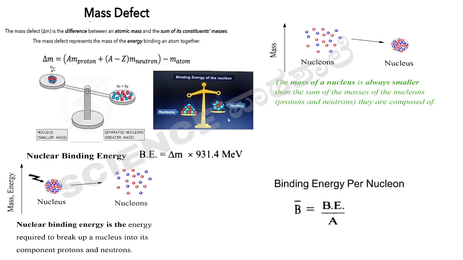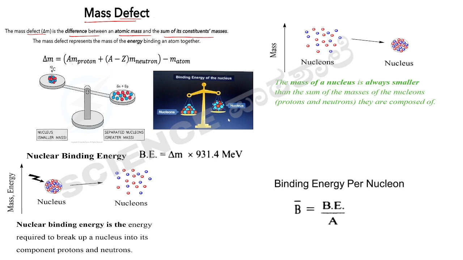See, first thing is mass defect. What do you mean by mass defect? There is a name itself, defect. Defect means there is a defect in mass. So the mass defect is the difference between the atomic mass and the sum of the masses of the constituents. That we call as what? Mass defect.